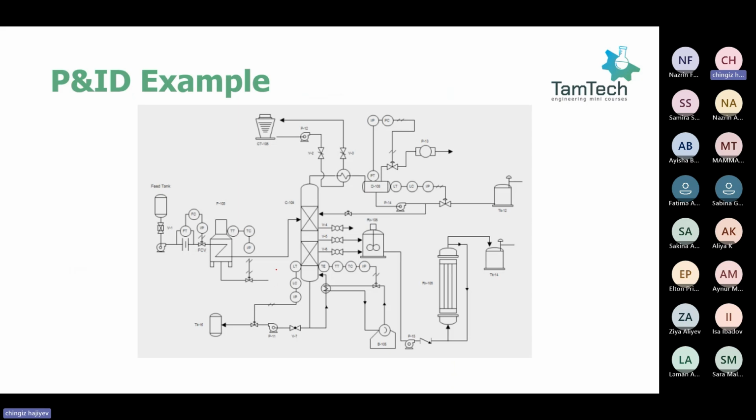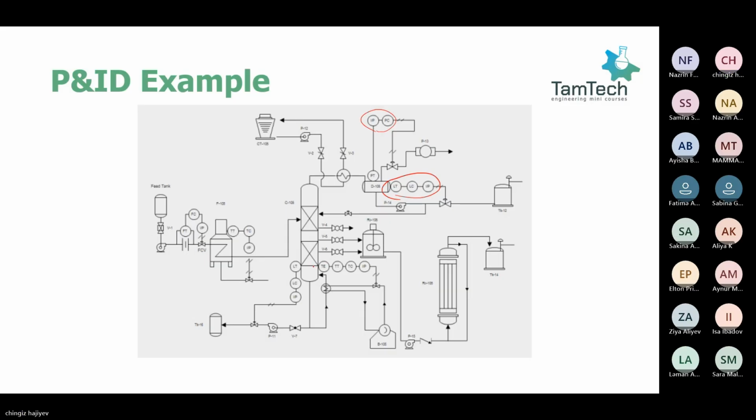This can be one of the simple examples of piping and instrumentation diagram. Here, what you see is a bit more specific, I would say. Why? Because the most significant thing is you see control loops. You see that in every equipment, which parameters are controlled and how they are controlled.